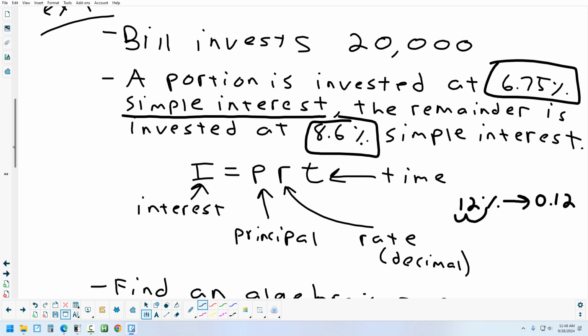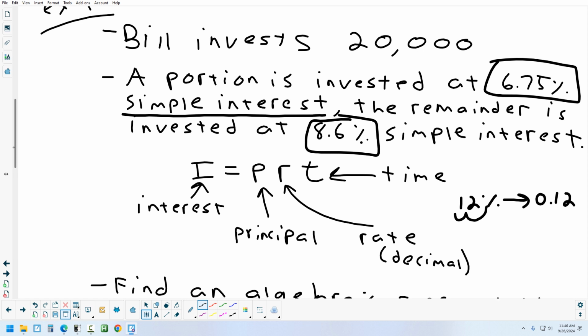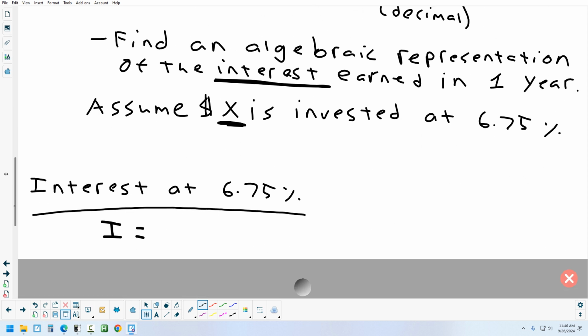The principal is how much money you put in the investment. How much money did Bill put in the 6.75% investment? Yeah. We don't know exactly how much money, but we do have a way to represent it. Yeah? X. He put X. X dollars was invested at the 6.75%. So that's my principal.